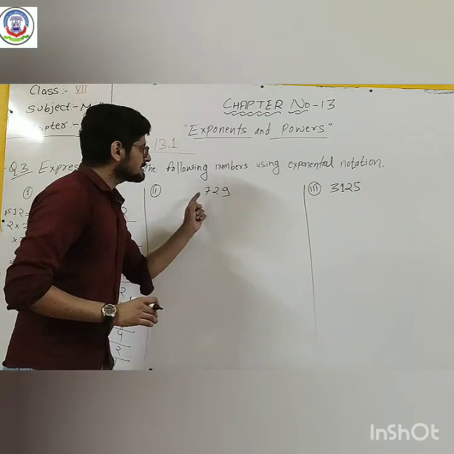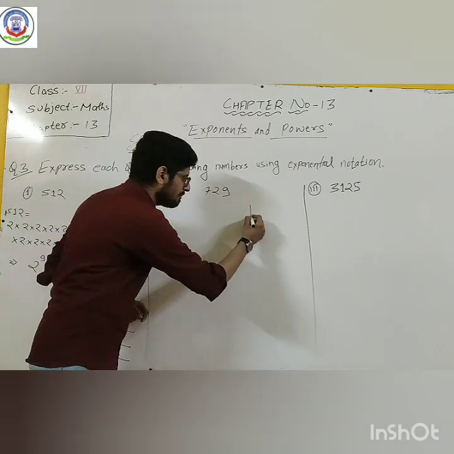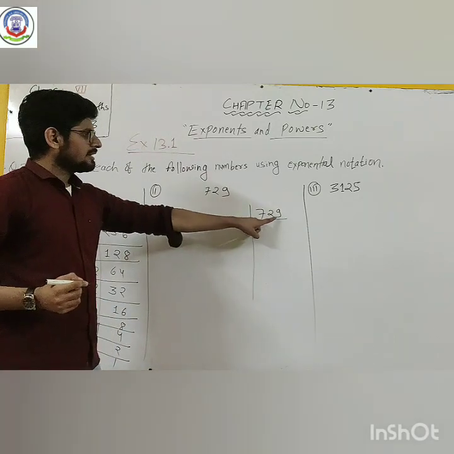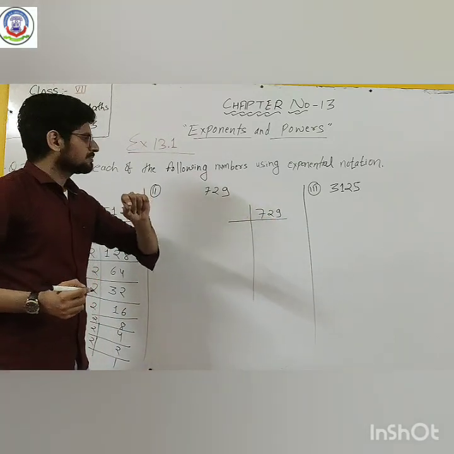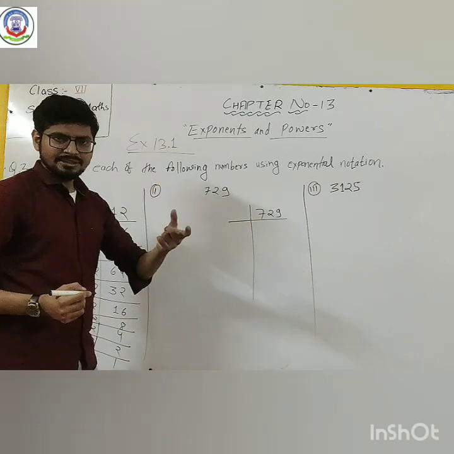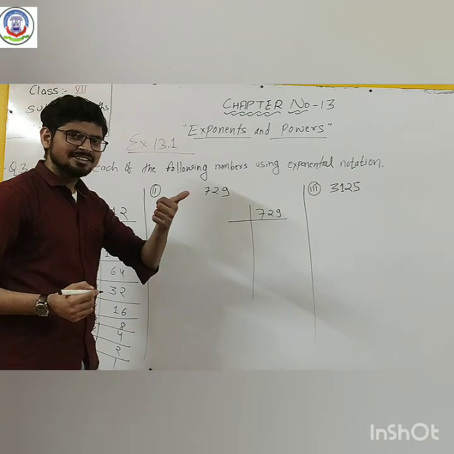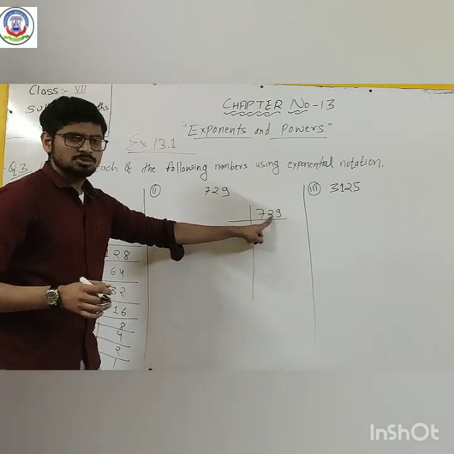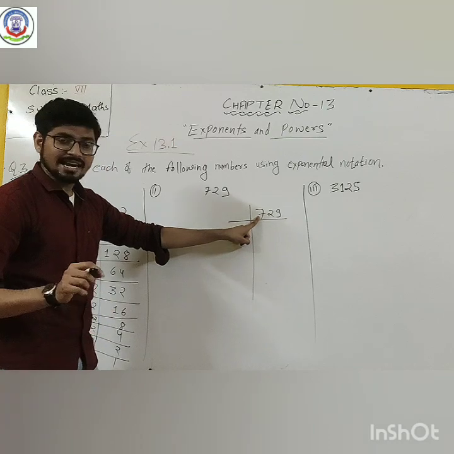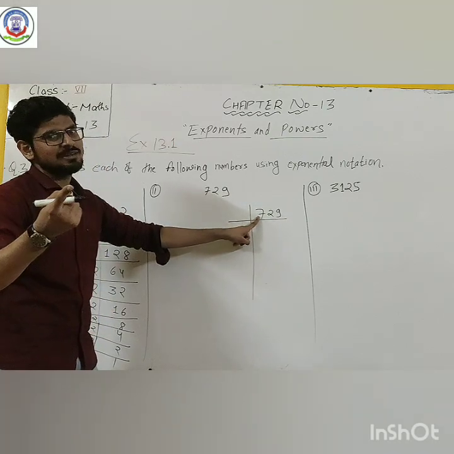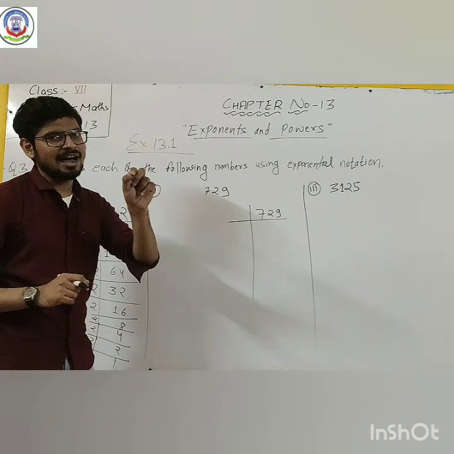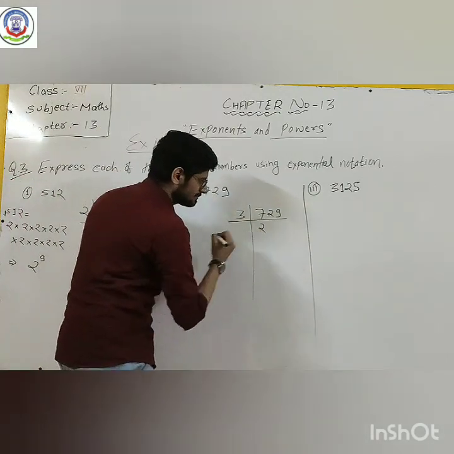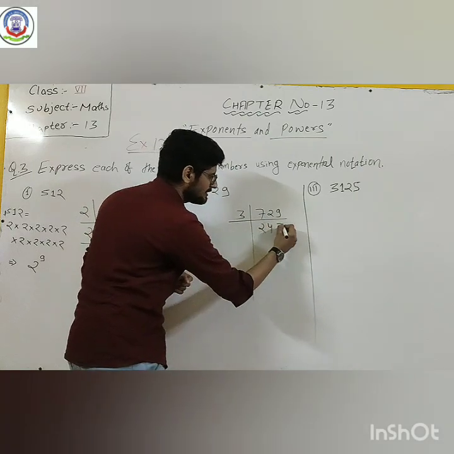Okay. Second question is 729. Same method. Here the unit place is not divisible by 2. So let's check it by 3. What is the divisibility rule of 3? Yes, addition of all the digits. So 9 plus 2 is 11, 11 plus 7 is 18, and 18 is divisible by 3. So this number is divisible by 3. Okay. So 3 2s are 6, 3 4s are 12, and 3 3s are 9.